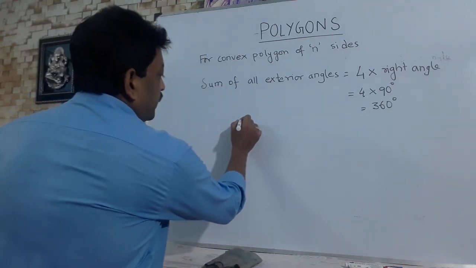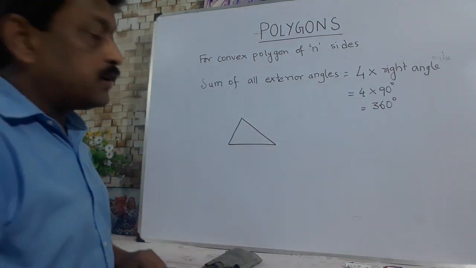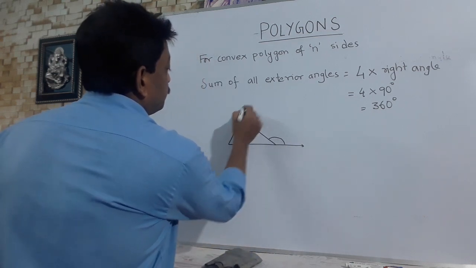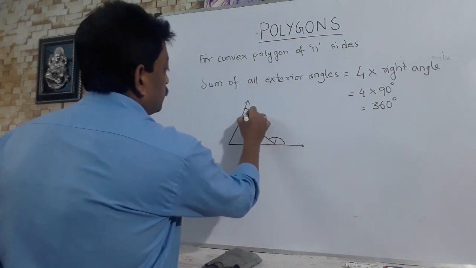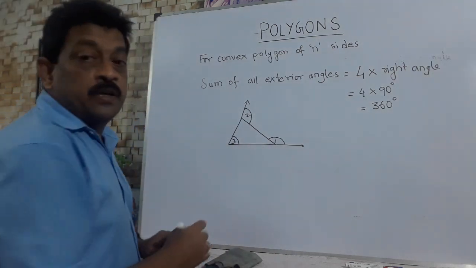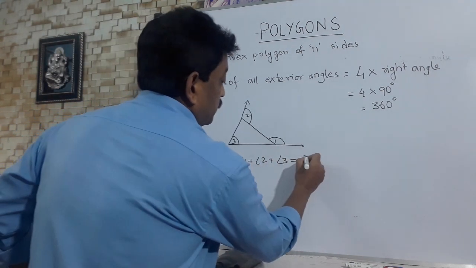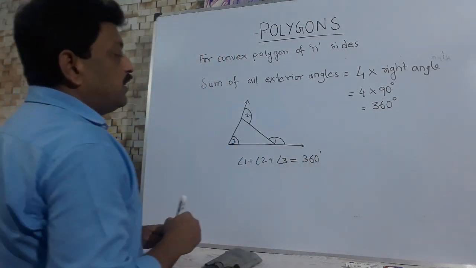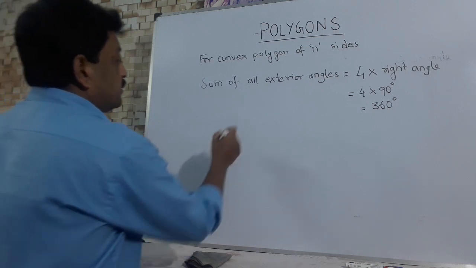We can draw a scalene triangle. This is a scalene triangle, in which all 3 sides are unequal. Suppose we take these exterior angles, and if we measure all these angles and add them, then we will get a sum of 360 degrees. This is the case of a triangle. If we take a quadrilateral, you will get the same result. The sum will be 360 degrees.